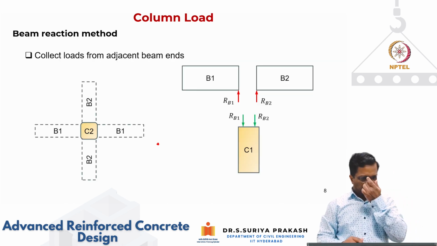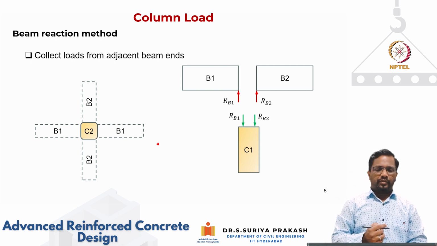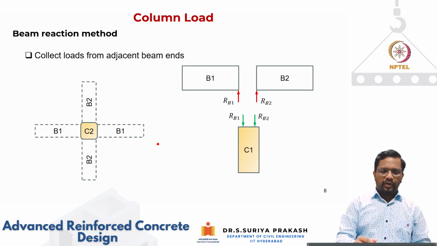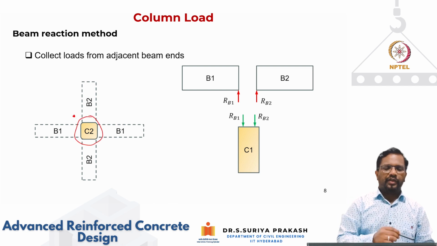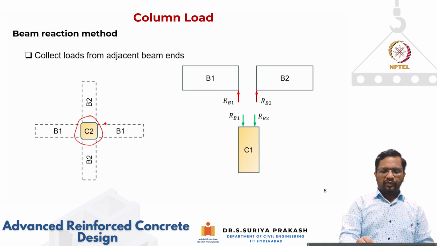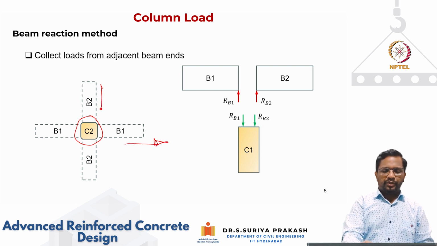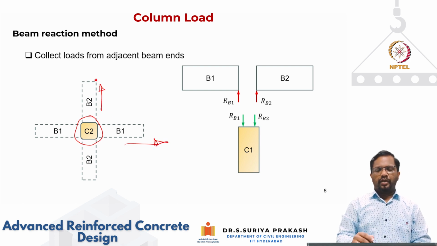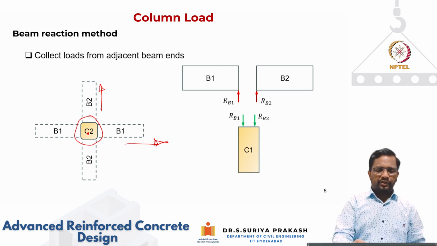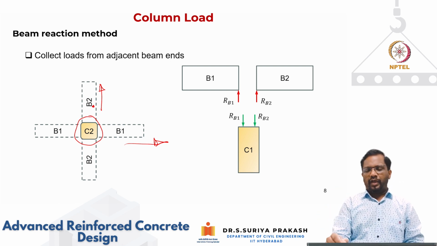So let's see now how to find the load that we need to take for column design. For example, see this interior column, which is connected by beams supporting the slabs above. For example, you have B1 beams running along the x direction, and B2 beams running along the y direction. Because they are connected to this column, the reactions from these beams B1 and B2 will get transferred to the column as axial compression.